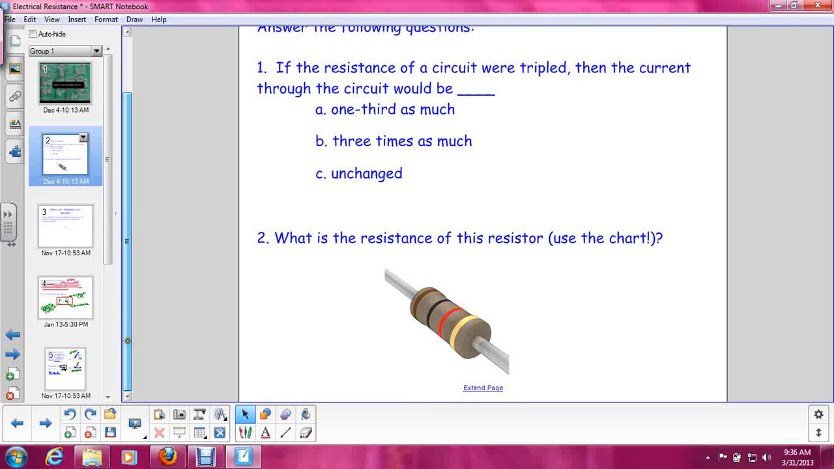So now go ahead and take a look again at these questions and have them ready to turn in the next time you come into class.